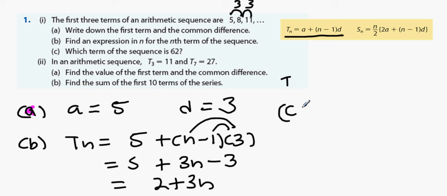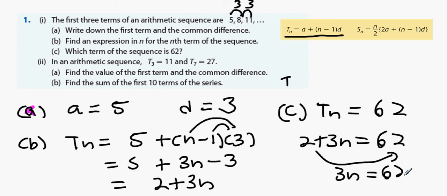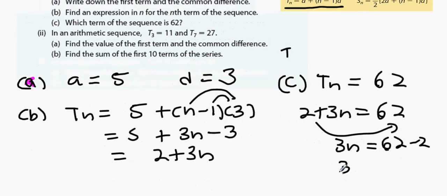Okay, part C, which term of the sequence is 62? What this means is that whatever term this is, Tn equals 62. Therefore, we know that Tn, 2 plus 3n, equals 62. Bring the 2 over to the other side, so 3n equals 62 minus 2. 3n equals 60. Therefore, n has to be equal to 20. It's the 20th term, okay?